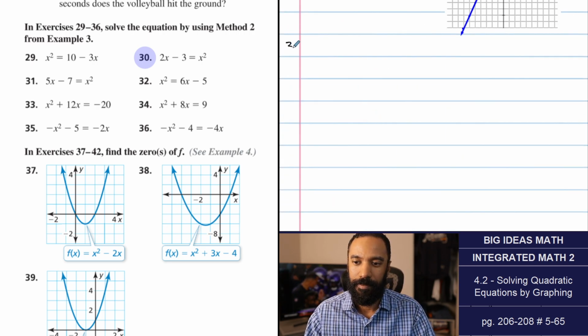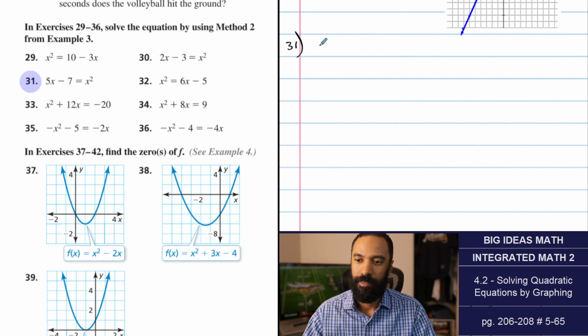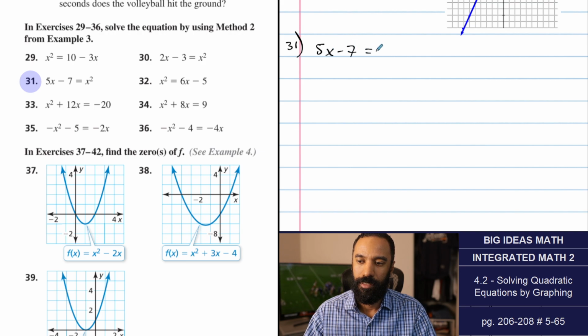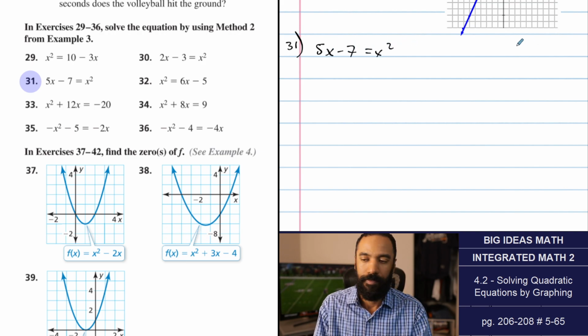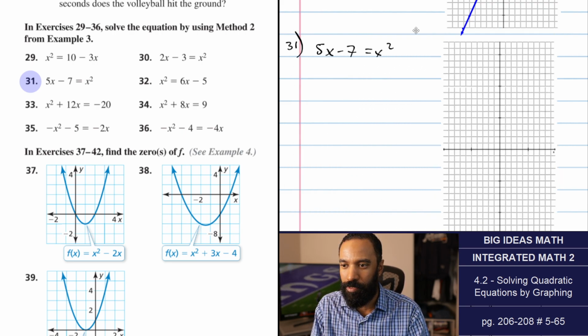Number 31. 5x minus 7 equals x squared. Okay. Also not factorable, so let's see what they're going to talk about with solutions for this one, if there are any.